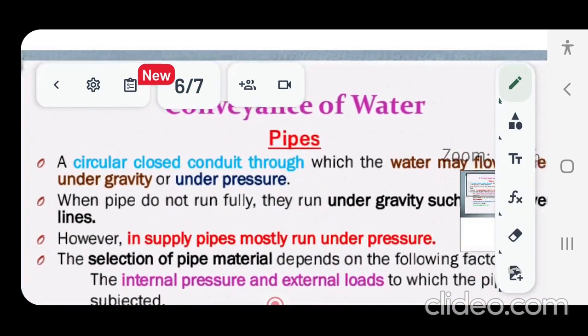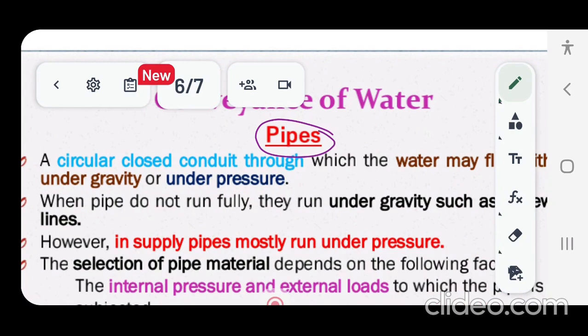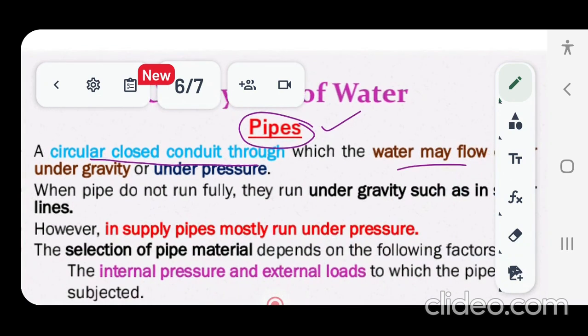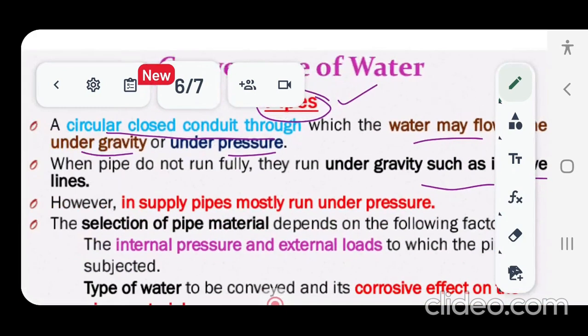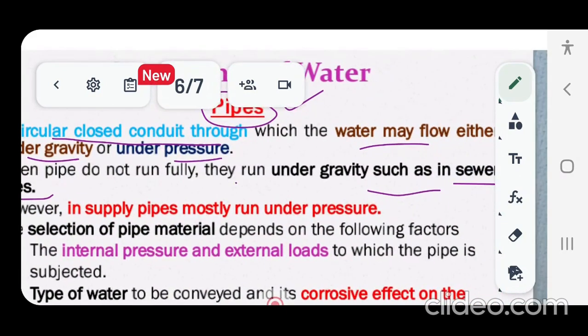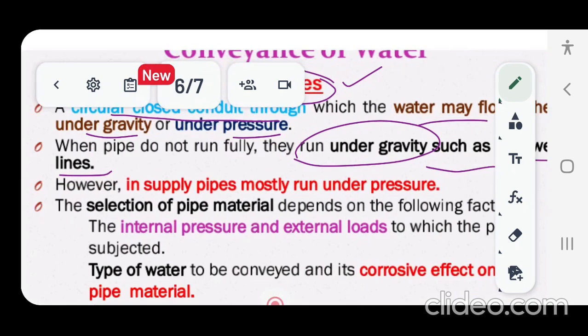Now, then comes the means of serving water to the domestic lines. We in our households have pipelines with the help of which we are having a running water system. So pipes are nothing but circular closed conduit through which the water flows either under gravity or under pressure. But sewer lines, as we can see, they just work under gravity. But the supply lines, they run under pressure.